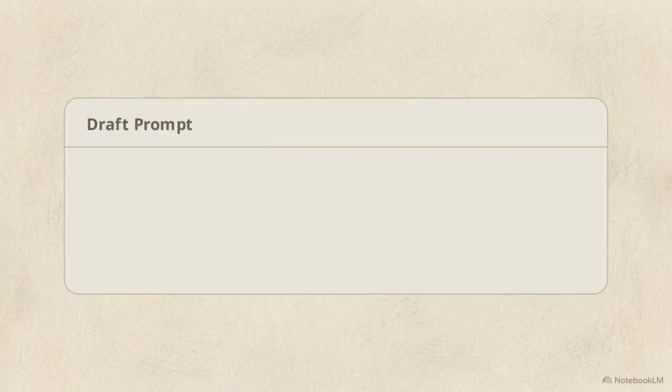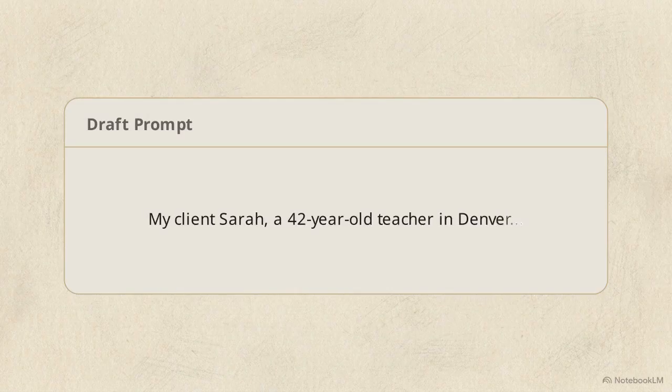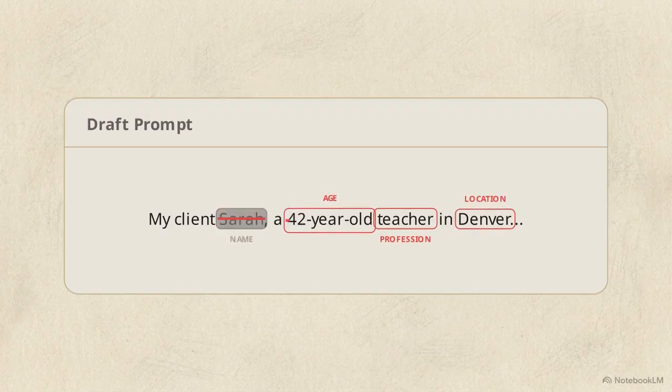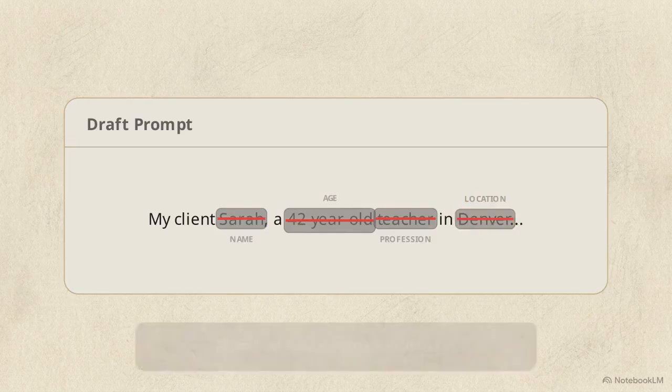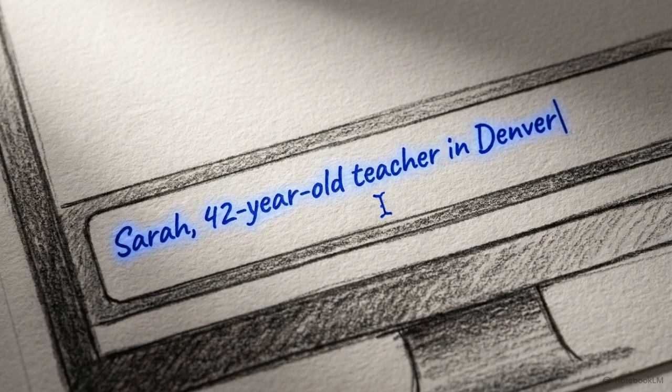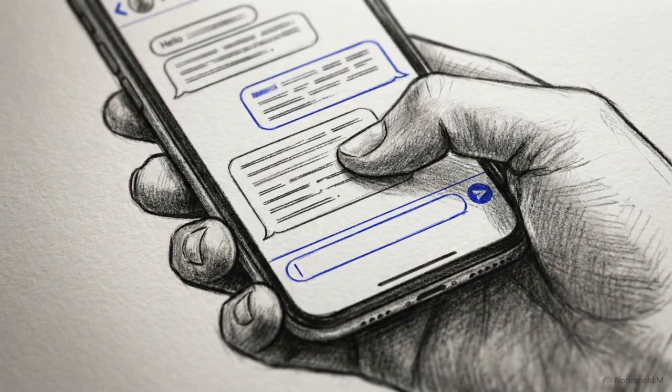Let's look at how easily privacy slips through. A draft prompt might start out, "My client Sarah, a 42-year-old teacher in Denver." We immediately strip out obvious identifiers. The name, exact age, specific profession, and location have to go. These direct data points are immediate liabilities. Regardless of what you plan to ask the AI, these specific details can never touch a public server.